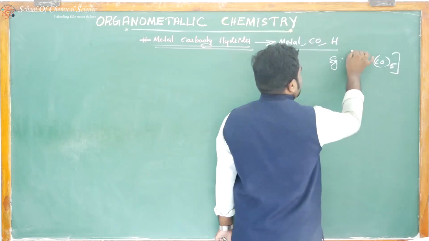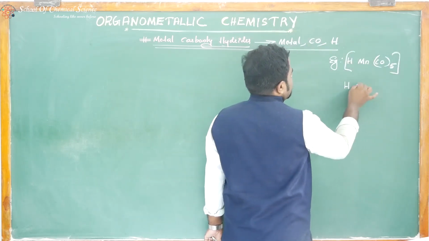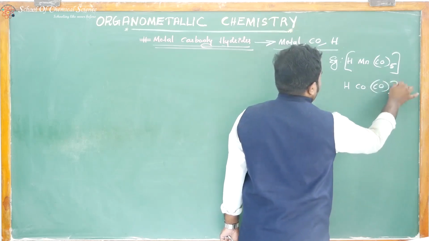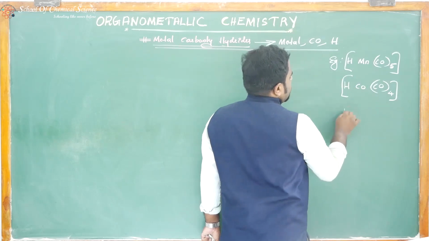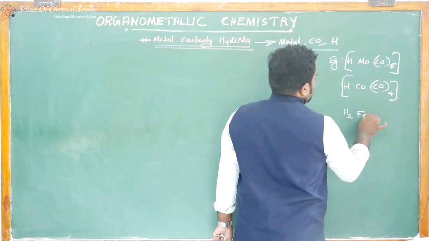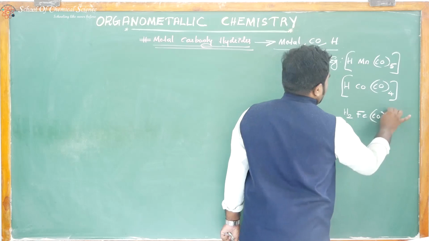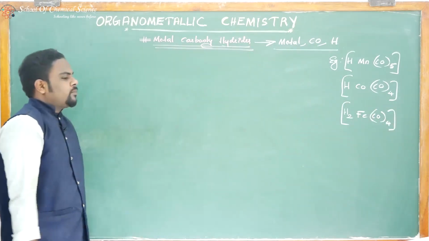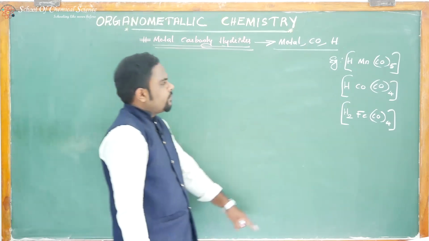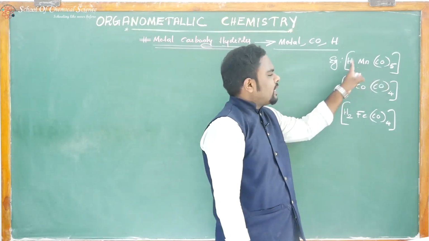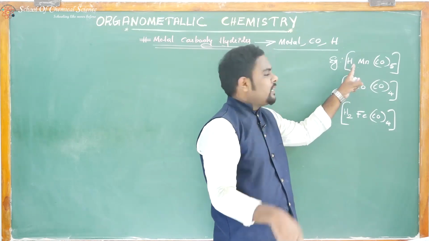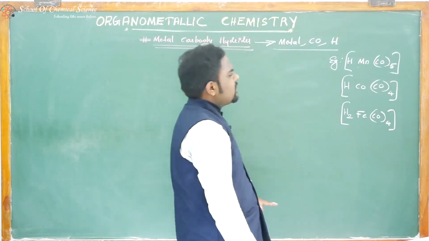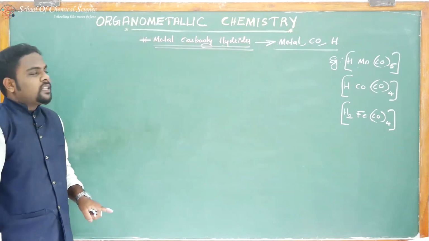HMnCO5, then HCoCO4, then H2FeCO4. All these are examples of metal carbonyl hydride. Here manganese is the metal, with 5 carbon monoxide and 1 hydrogen. Hydrogen is H minus, the hydride ion. Cobalt is the metal, with 4 carbon monoxide and a hydride ion. So such types of complexes are called metal carbonyl hydrides.